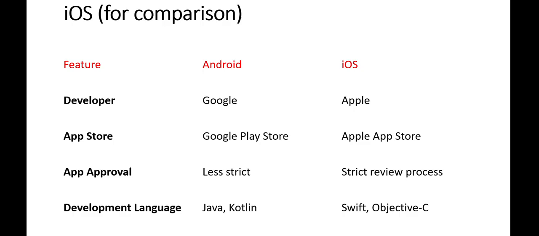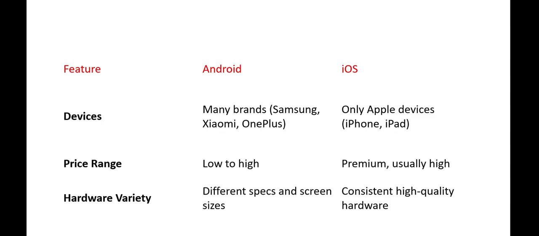Comparison between Android and iOS. Developer for Android is Google, for iOS is Apple. App Store for Android is Google Play Store, for iOS is Apple App Store. App approval is less strict in Android, but there is a strict review process in iOS. Development language for Android is Java, Kotlin. Development language for iOS is Swift, Objective-C.